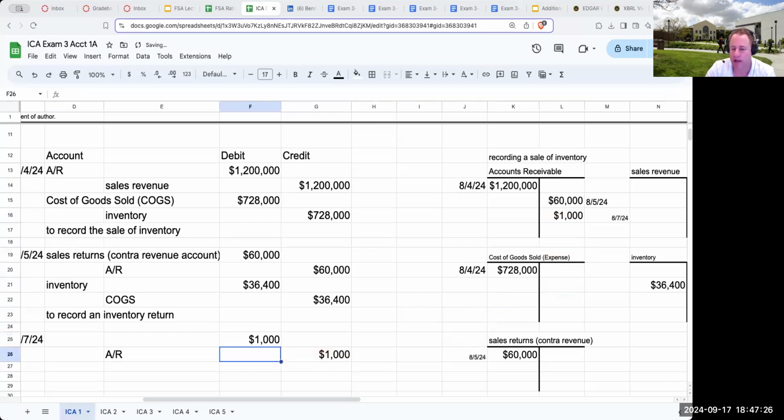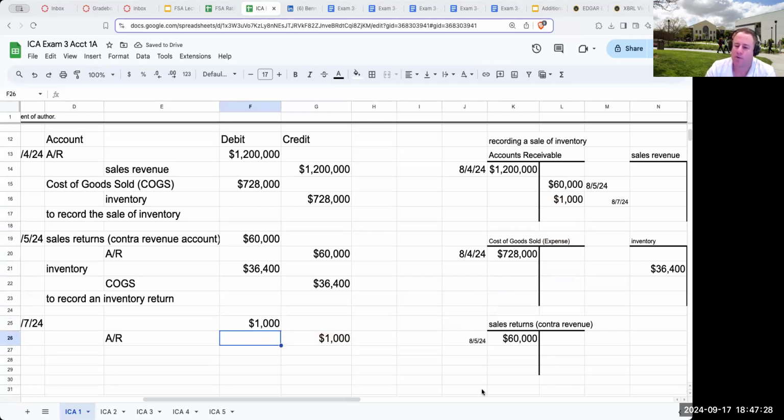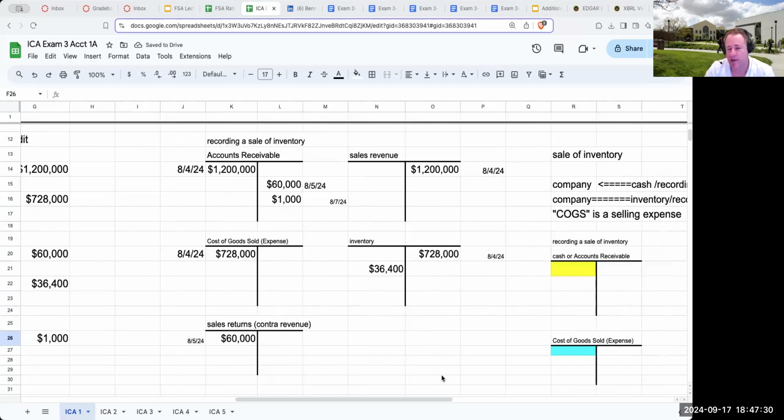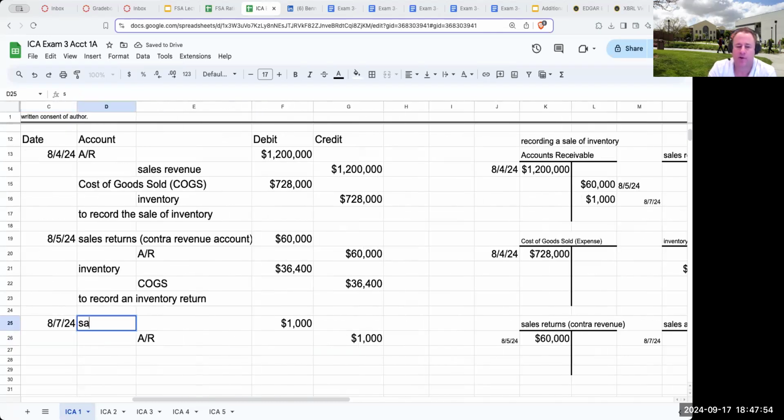Now, for every credit, I need a debit. So similar, I might want to try to debit sales revenue, but I cannot touch it. So what I'm going to do over here is I'm going to come over here and say sales allowances. And this is also a contra revenue account. And this is basically going to be for $1,000. And this will also be on 8/7/24. So I'm going to have over here sales allowances, contra revenue account.